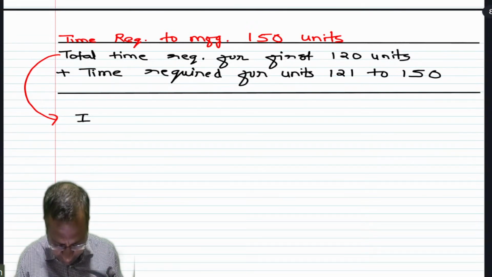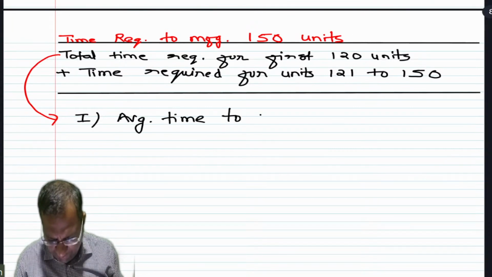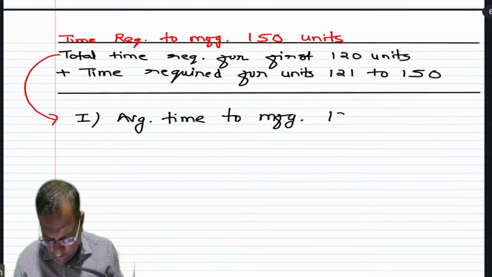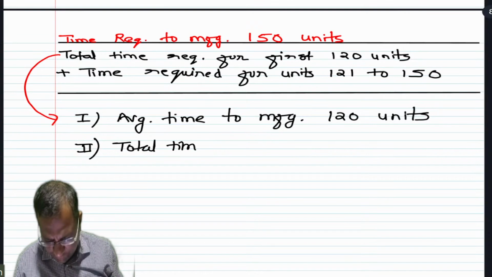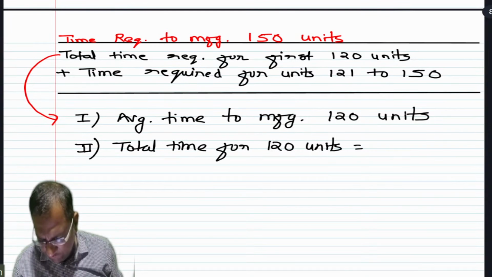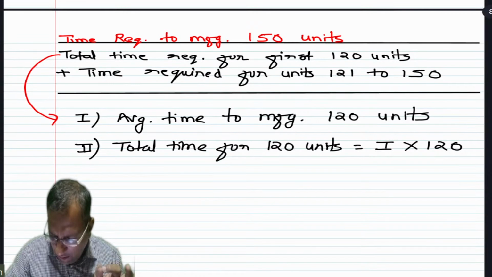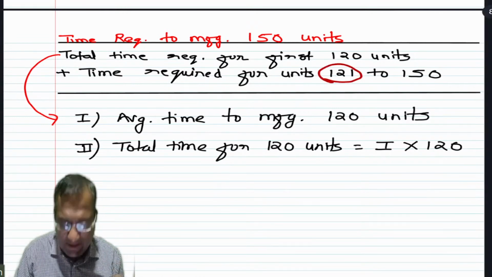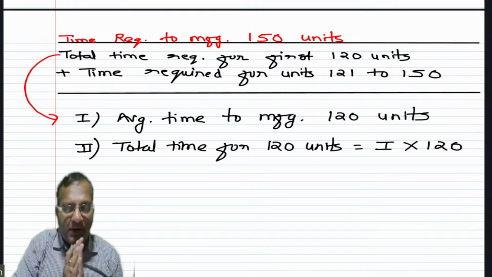टोटल टाइम रिक्वायर्ड फॉर फर्स्ट 120 यूनिट। सो स्टेप नंबर 1 विल बी एवरेज टाइम, हम निकालेंगे एवरेज टाइम टू मैन्युफैक्चर 120 यूनिट्स। ठीक है। एंड सेकेंड स्टेप में टोटल टाइम फॉर 120 यूनिट्स, total time for 120 units is equal to step number 1 multiply by 120. It's very, very easy. Now, the most important point is how to calculate the time taken by 121, 122, 123 and onward. This is the most important part.